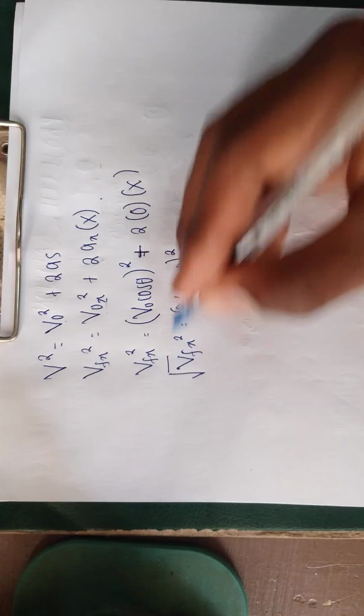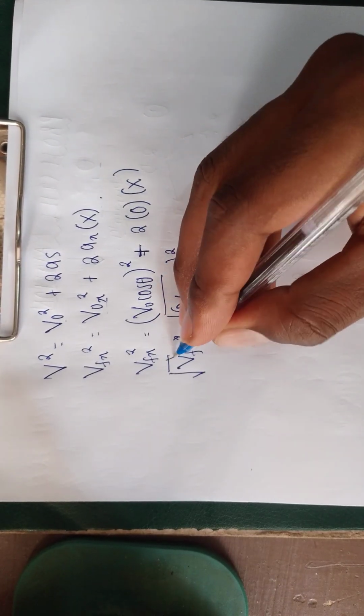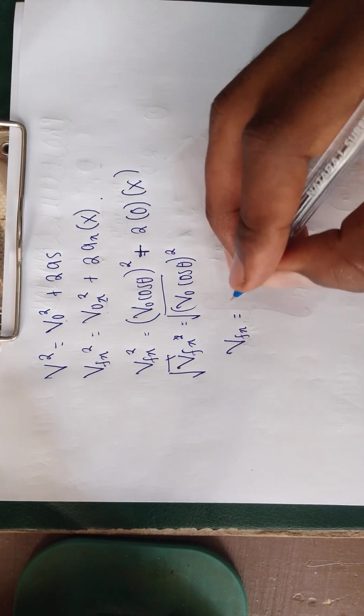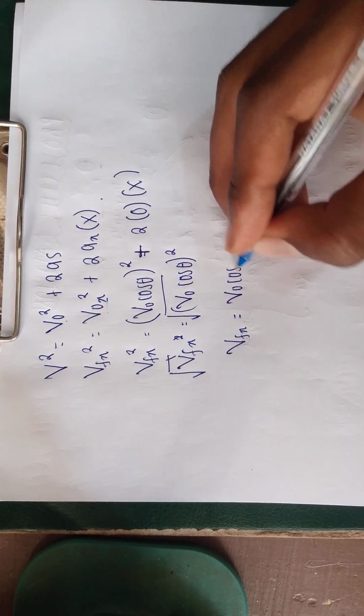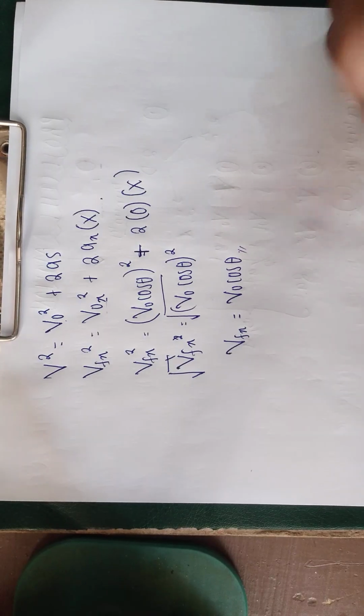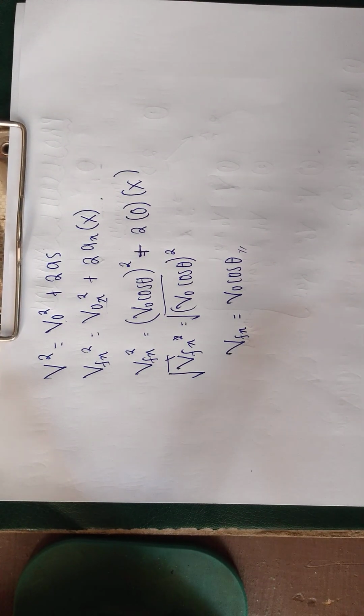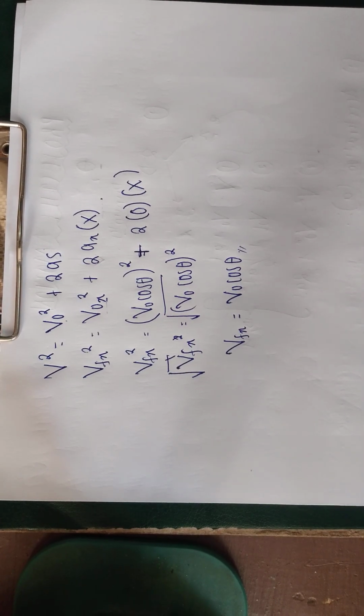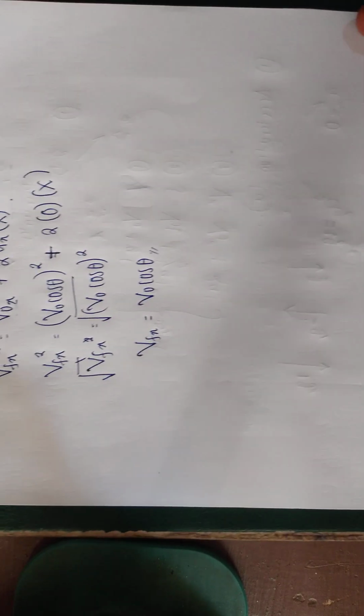So if you find the square root of this, and also the square root of this, you have the final velocity in the x is going to be equal to v0 cos theta. You still get the same thing. So one thing that you should understand here is that the final velocity in the x and the initial velocity in the x are going to be the same since there is no acceleration in the x-axis. So that's how you find the final velocity in the x.